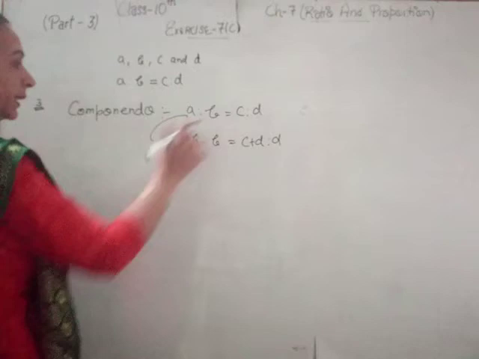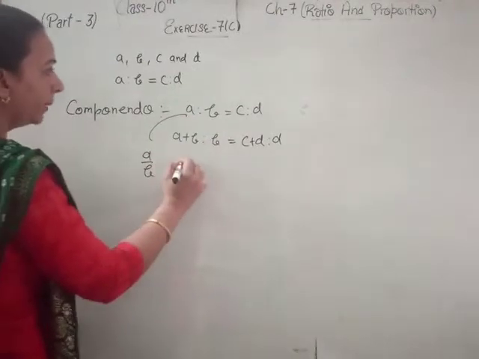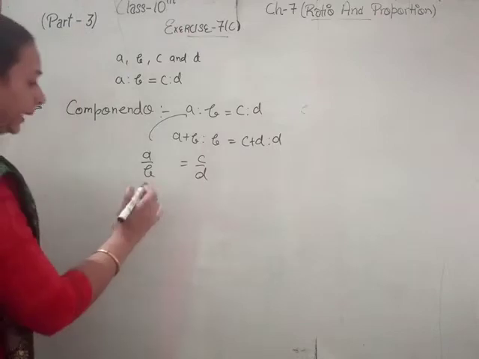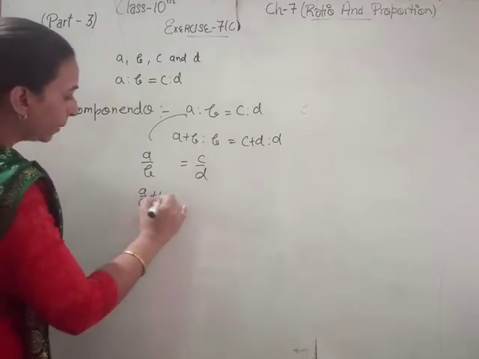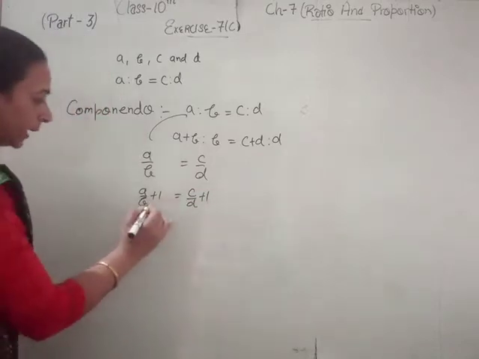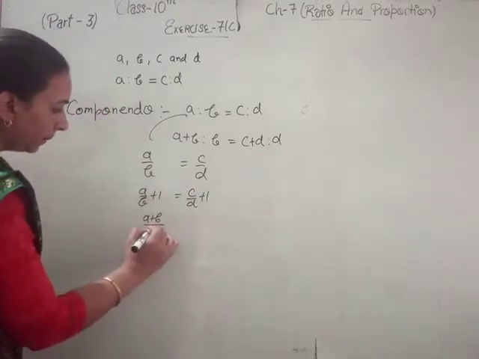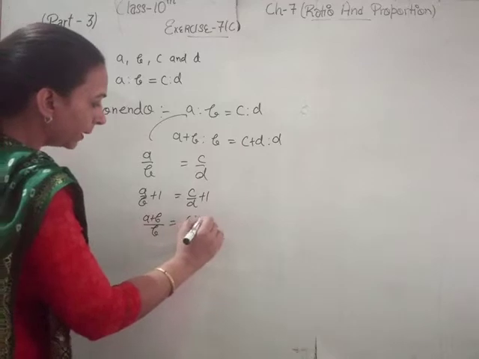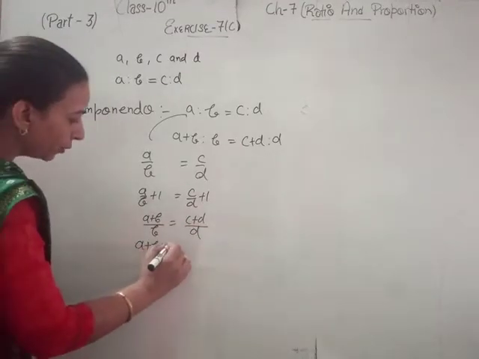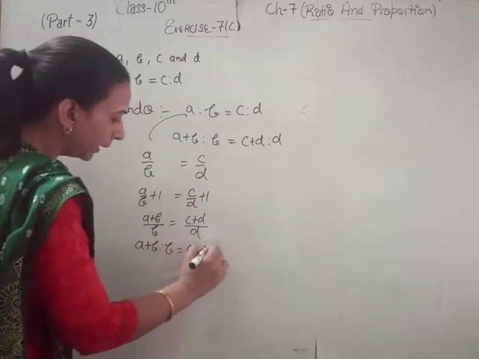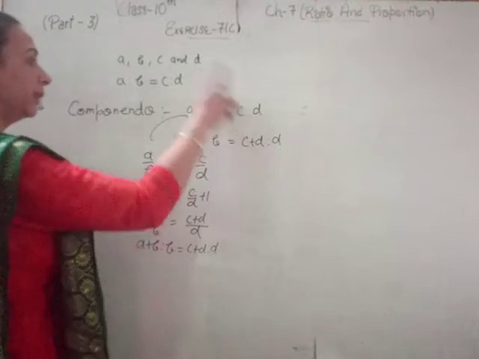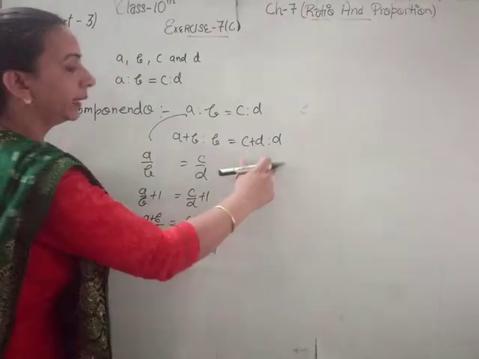According to this, if this is given, then we write A by B equal to C by D. Students, add one on both sides, then A by B plus 1 equals C by D plus 1. Take LCM, then A plus B by B equal to C plus D by D. According to this we write A plus B ratio B equal to C plus D ratio D. Okay students, this is componendo.